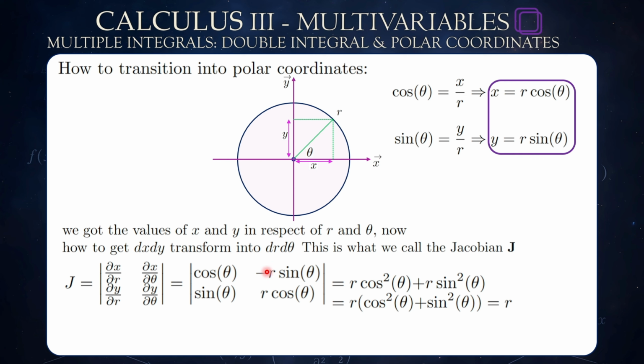Minus minus is plus, plus r sine squared theta, which is equal to r times cosine squared theta plus sine squared theta, equal to r. That is the Jacobian of the transformation. Hence, dx dy is equal to r dr d theta, the outcome of the transformation.